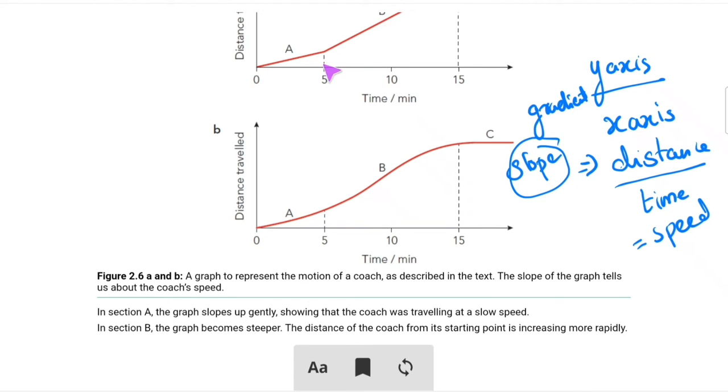So here this gradient factor is increasing, we can see the gradient increasing. That shows speed is also increasing. So when the slope increases, if a line is steeper, it means the slope of that particular graph is increasing. So in section B, graph becomes steeper and the distance of the coach from its starting point is increasing more rapidly. So this shows speed is increasing, right?